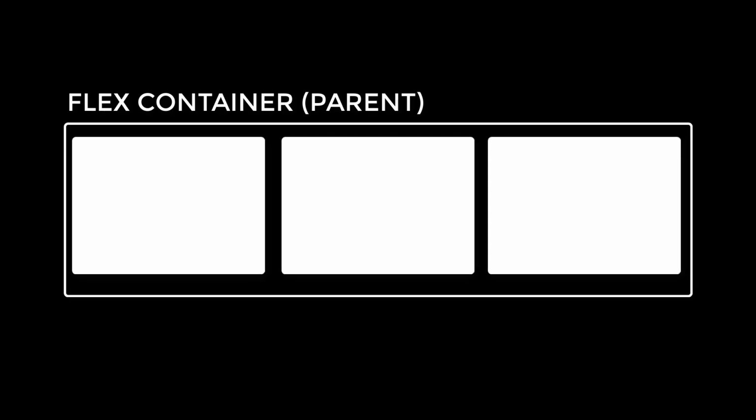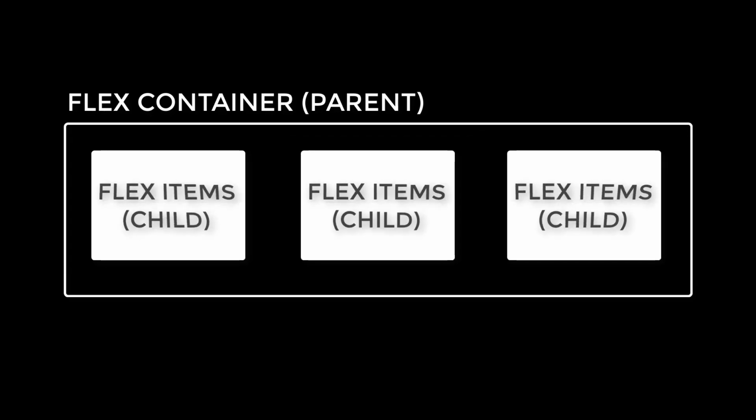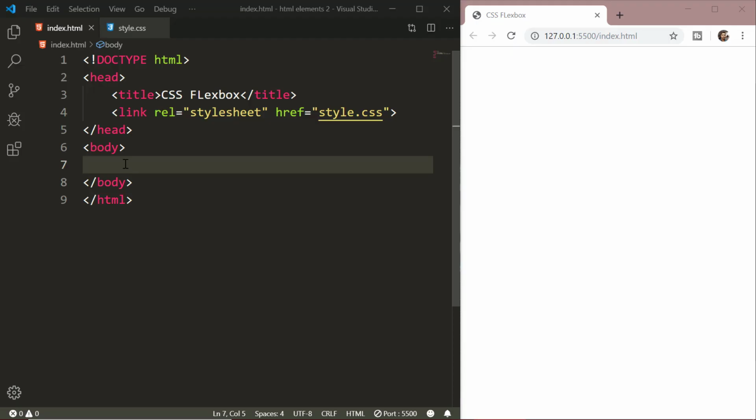To use the CSS Flexbox model, the first thing you require is to define a flex container. Inside the flex container, we'll have flex items. These flex container and flex items have different individual properties. Let's see each of them.